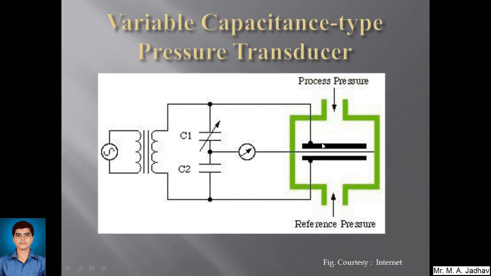As we apply the pressure, the distance between the two plates is going to change, and that change in distance will change the capacitance of the capacitor, which is measured using the circuit, and that change in capacitance will be proportional to the change in distance of these two plates. So again, it will be proportional to the process pressure. So we can measure the process pressure by using this capacitance type pressure transducer.